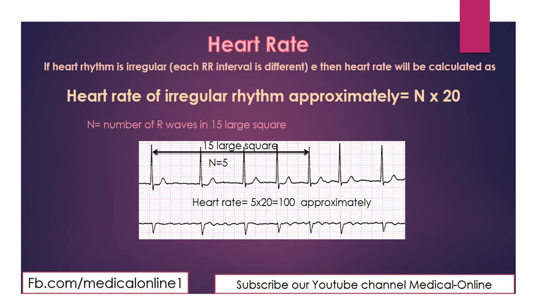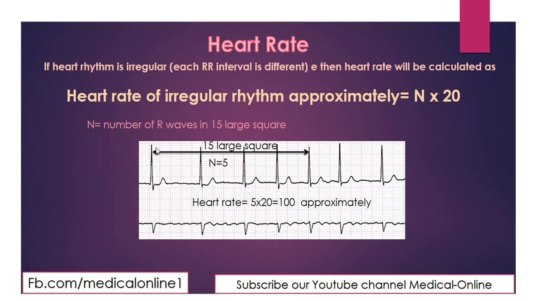Now coming to the strip having irregular rhythm. In the first step you have already classed it as irregular rhythm. Now you will have to calculate the rate of the heart of the patient. It is also very simple. Don't make it confusing for yourself. The heart rate of irregular rhythm is calculated as N multiplied by 20. Remember this one, N multiplied by 20.